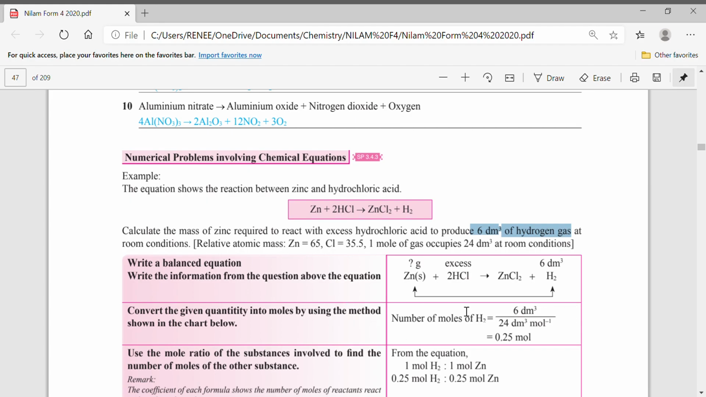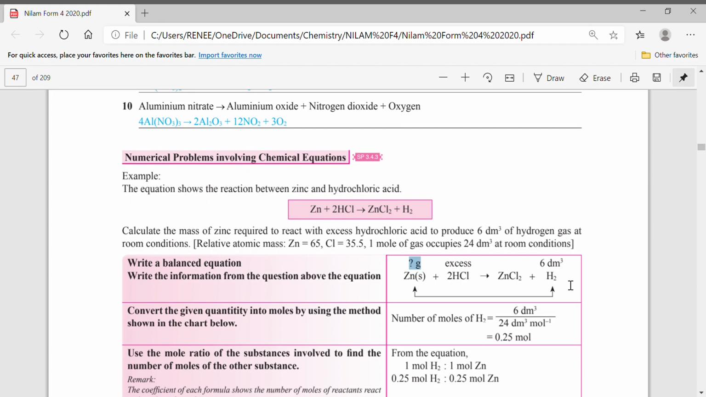First step, you need to rewrite the equation. Zn + 2HCl produces ZnCl₂ and H₂. And above the hydrogen, we write the information given, 6 dm³. And above zinc, we write a question mark because we want to know the mass of zinc required to produce 6 dm³ of hydrogen gas. First step, we need to count the number of moles of 6 dm³ of hydrogen gas.